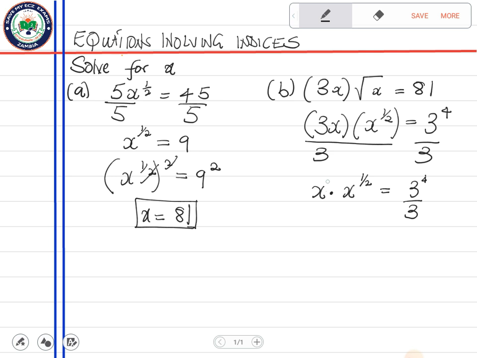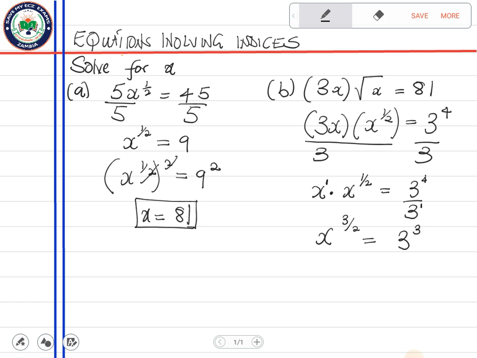Now remember, this x is raised to the power 1. Now what do we know about bases that are the same? We add the powers and maintain a single base. So 1 plus half is just 3 over 2, equal to, now I know that this will just remain as 3. When we are dividing bases that are the same, we just subtract the powers. Now this is just power 1, so we're going to have 3 to the power 4 minus 1, which is 3.